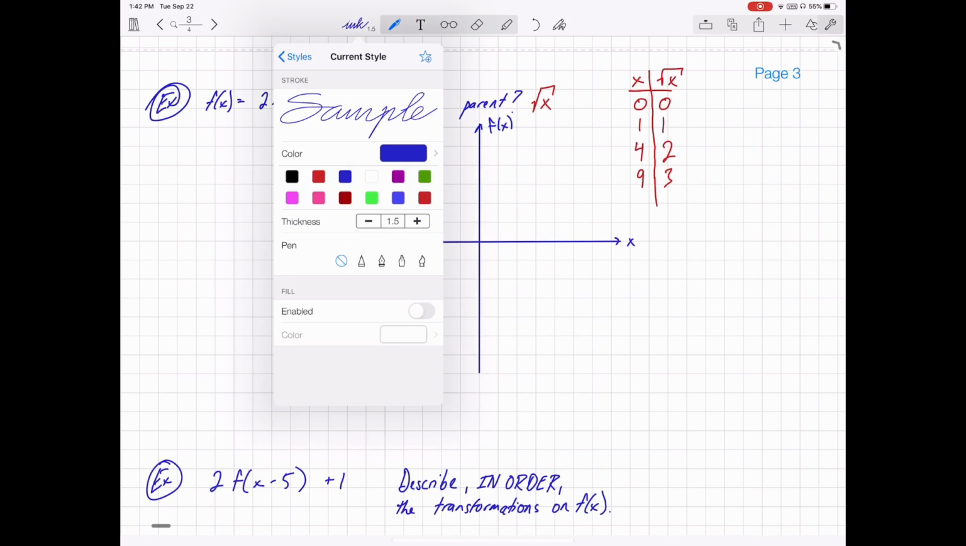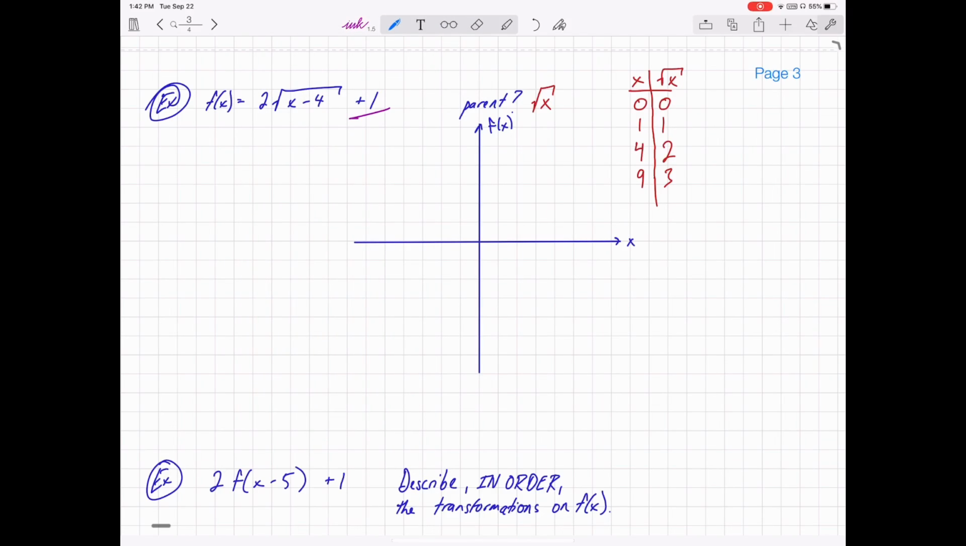Okay, so let's just talk about the transformations again. So the 1, this shifts the function up 1. Every point is going to go up 1. This -4 does the same thing it would do in x squared. It's going to shift it right 4 units. And then the 2 does a vertical stretch by a factor of 2.